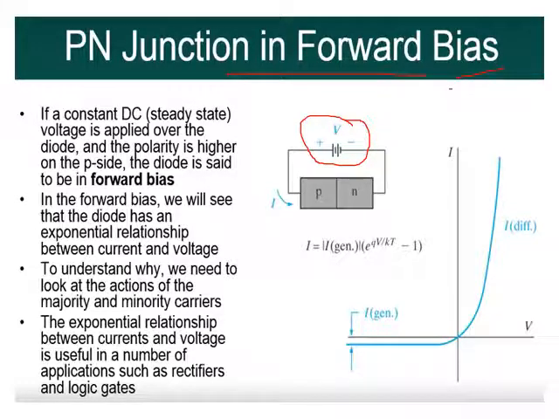Before I go with the forward bias, let me give some glimpse about what is biasing. If somebody asks you, how do you define biasing or what is biasing? The answer is: providing sufficient voltages and currents in the circuit so that the circuit functions properly.